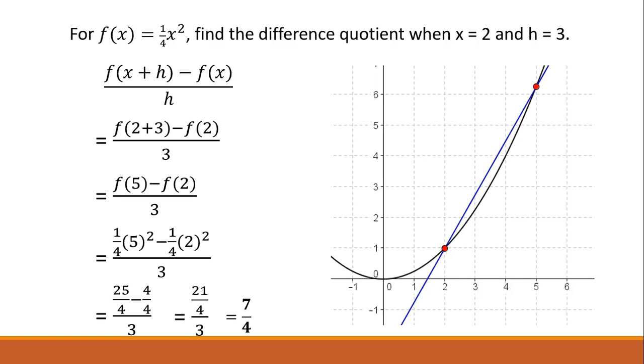Now here's what the curve looks like. This is a graph of y equals 1/4 x squared. Our first point had an x-coordinate of 2, and the y-coordinate was 1. The second point had an x-coordinate that was 3 units bigger than 2, which was 5, and a y-coordinate that was f(5), or 25/4. So we found the slope of the line between those 2 points was 7/4. That's called the difference quotient, and it's also called the average rate of change.